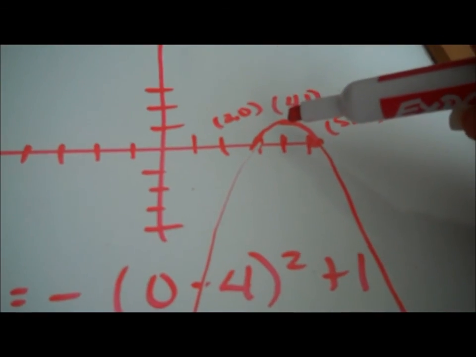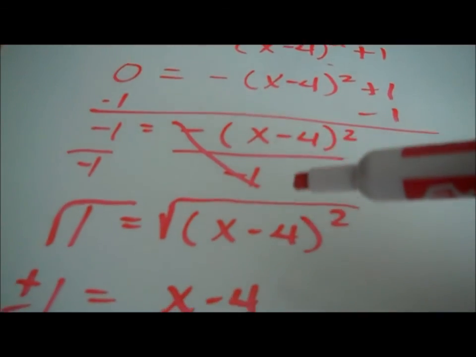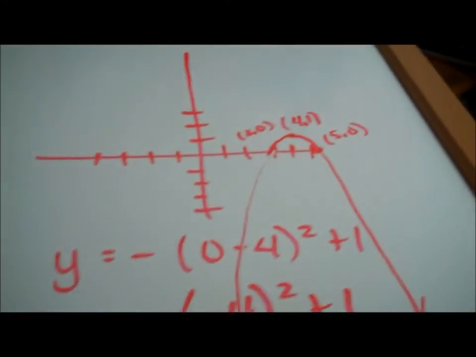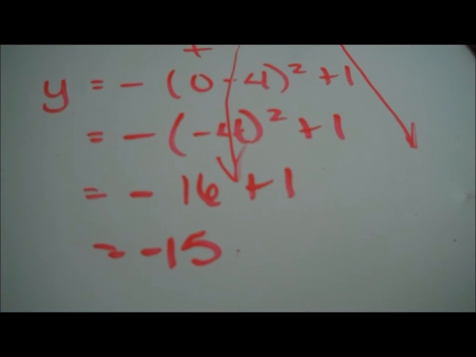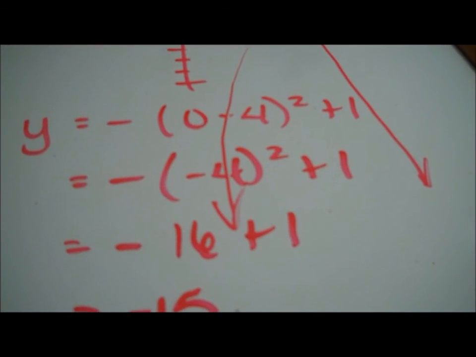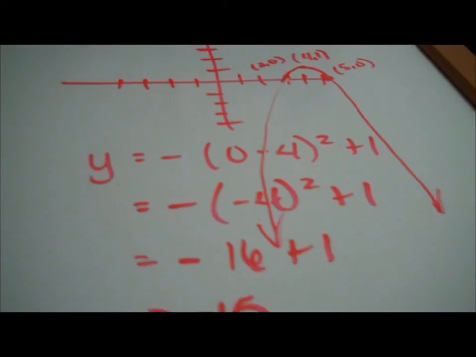So again, get your equation into vertex form. Use your vertex form to find your vertex. Then use your vertex form to find your x-intercepts, which we did here. Graph your x-intercepts. And then use your vertex form to find your y-intercept. So those are the 3 things they're going to ask for: vertex, x-intercepts, y-intercepts, and then a graph. I guess that's 4 things.